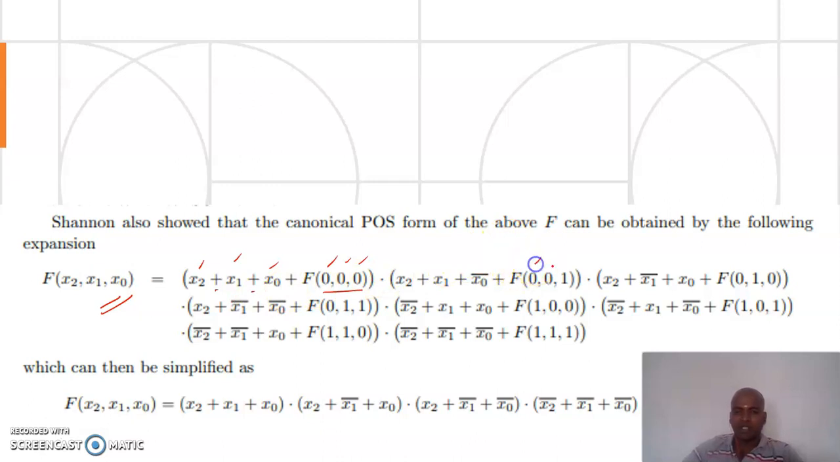Then see 0, 0, 1. So 0 means unbar and 1 means bar.